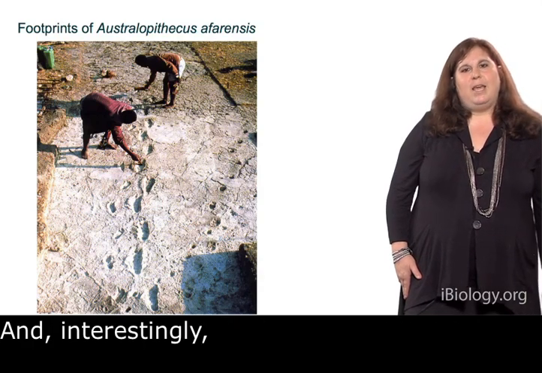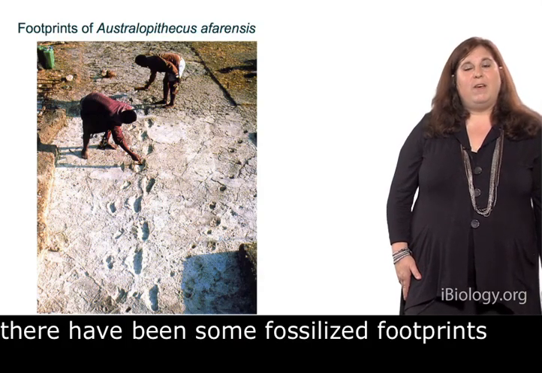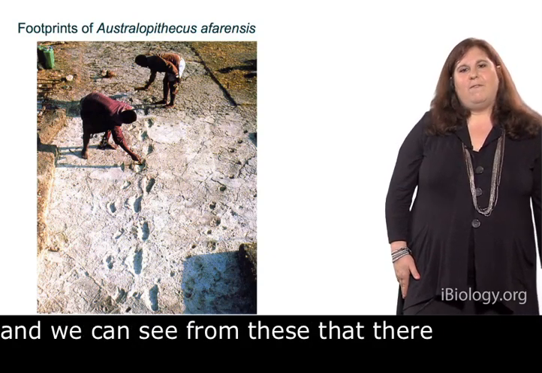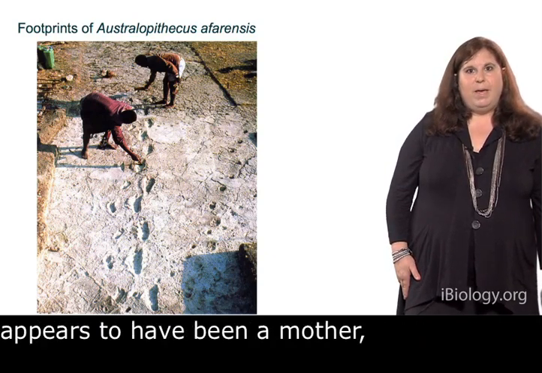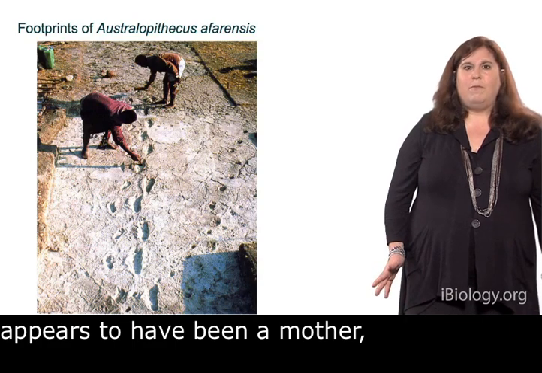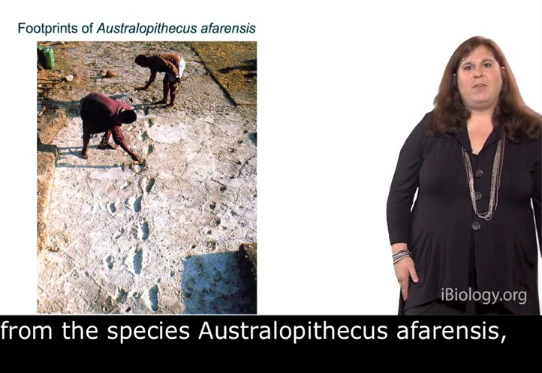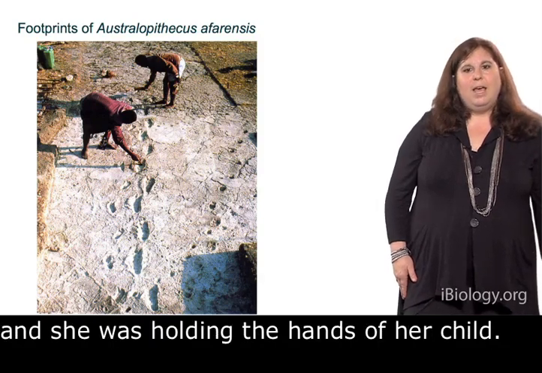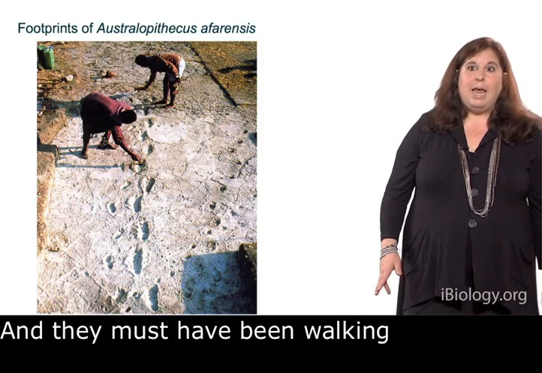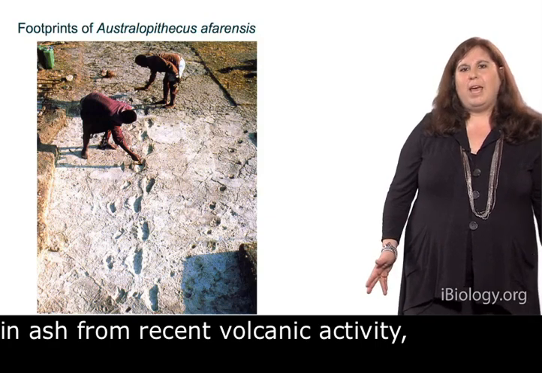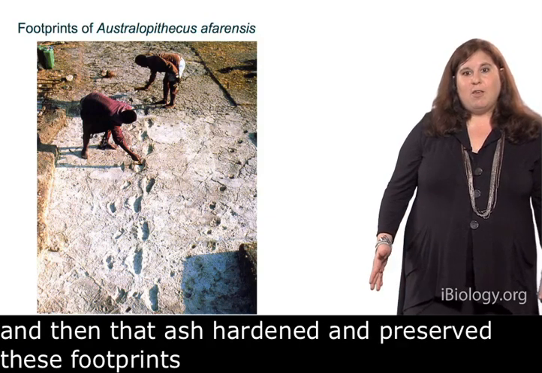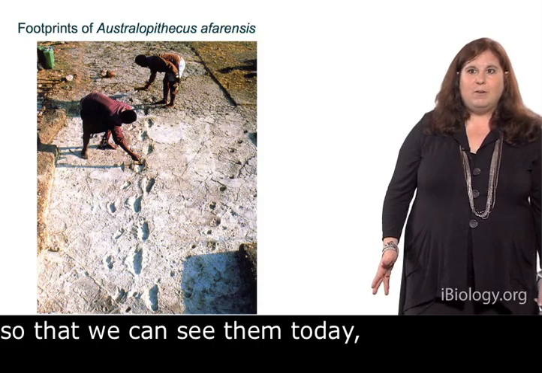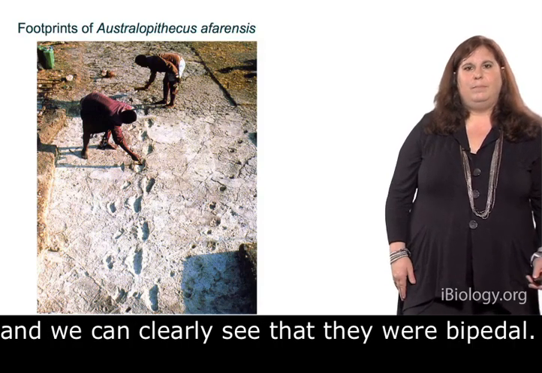And interestingly, there have been some fossilized footprints identified in Tanzania. And we can see from these that there appears to have been a mother from the species Australopithecus afarensis, and she was holding the hands of her child. And they must have been walking in ash from recent volcanic activity. And then that ash hardened and preserved these footprints so that we can see them today. And we can clearly see that they were bipedal.